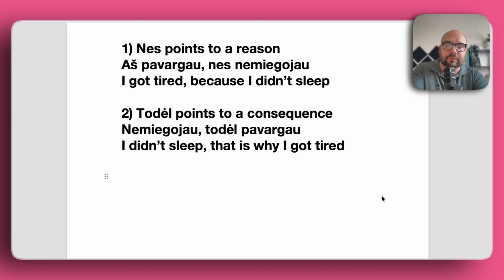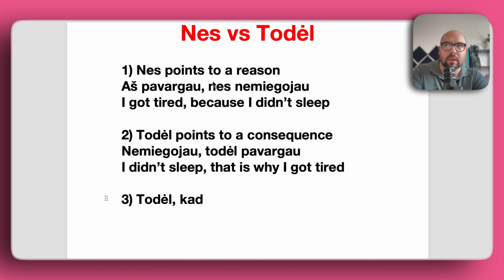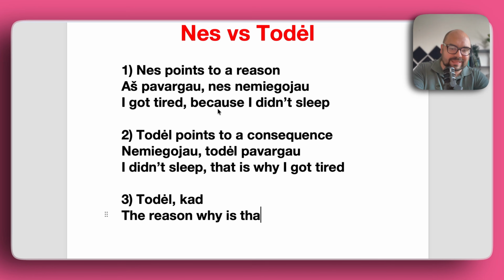But what people often confuse is the phrase Todėl, and then I add kad: Todėl kad. And this one points to a reason rather than a consequence, but it's more deliberate, more specific. The best rule of thumb that I found is to think of it not as because, but as the reason why is that. If you can go with this in English, you probably want to go with Todėl kad instead of Nes. But it still points to a reason.